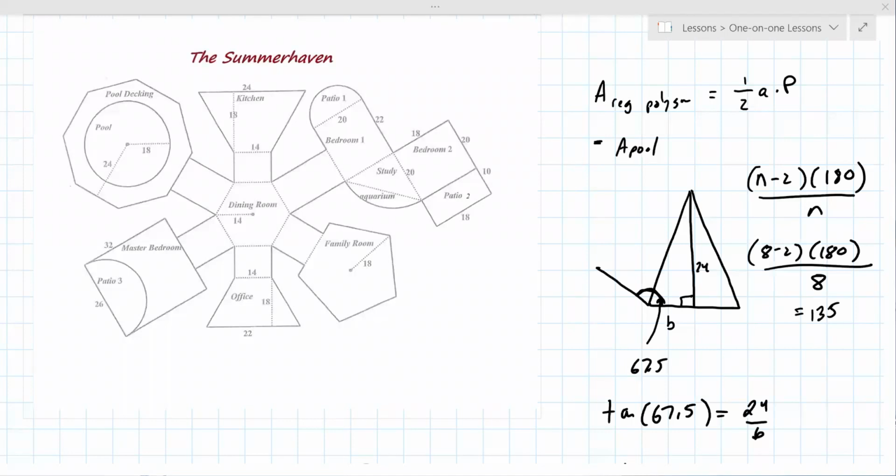All right, dining room. The dining room is a hexagon, and the hexagon has a formula like the pool decking formula. The area of a hexagon is 1/2 times the apothem times the perimeter. There's a few other formulas you can use. You can actually just find the area of the 6 triangles and add those together, meaning these little triangles in here. But 14 is not the apothem in this case. 14 is the side length of a triangle. Draw it down here.